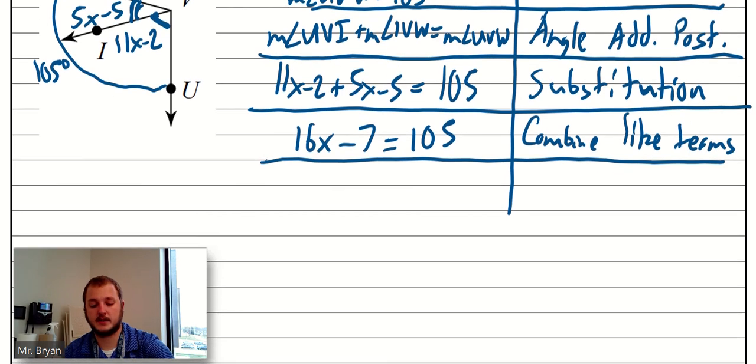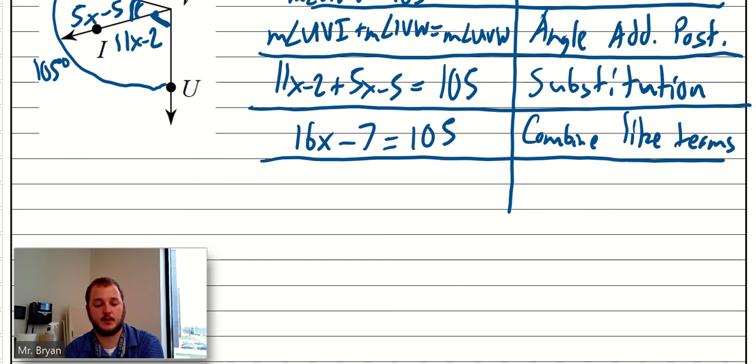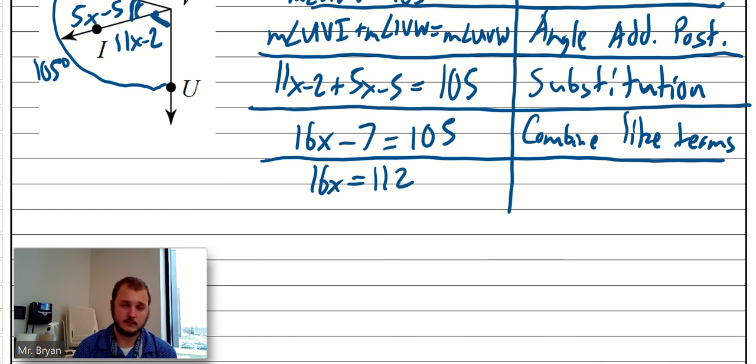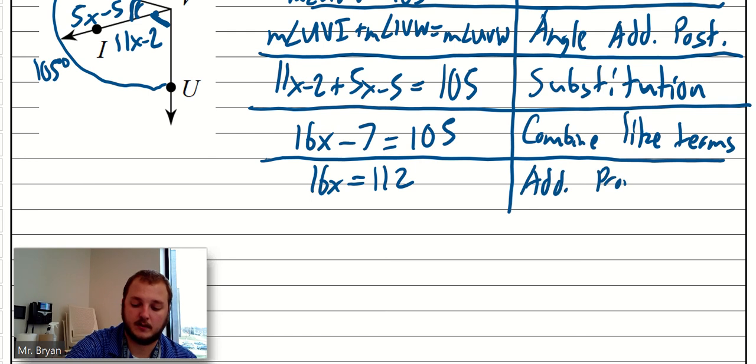So we have this 16x minus 7 equals 105. I know I would add 7 to both sides. And when I did that, I'd have 16x equals 112. And my reason behind that, how do I know I did that? I added something to both sides. So that's the addition property of equality.